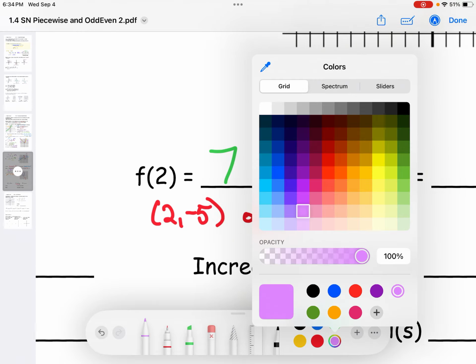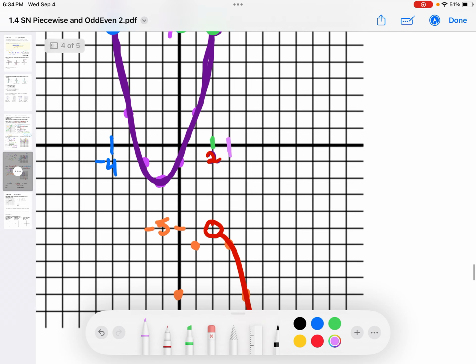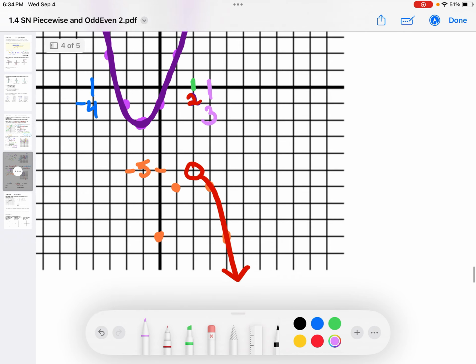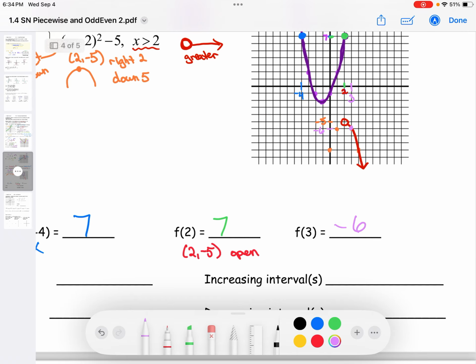And then for f of 3, when x is 3, we are using the bottom part of the function. The top part of the function does not exist there, so that value is at negative 6. So f of 3 is negative 6.